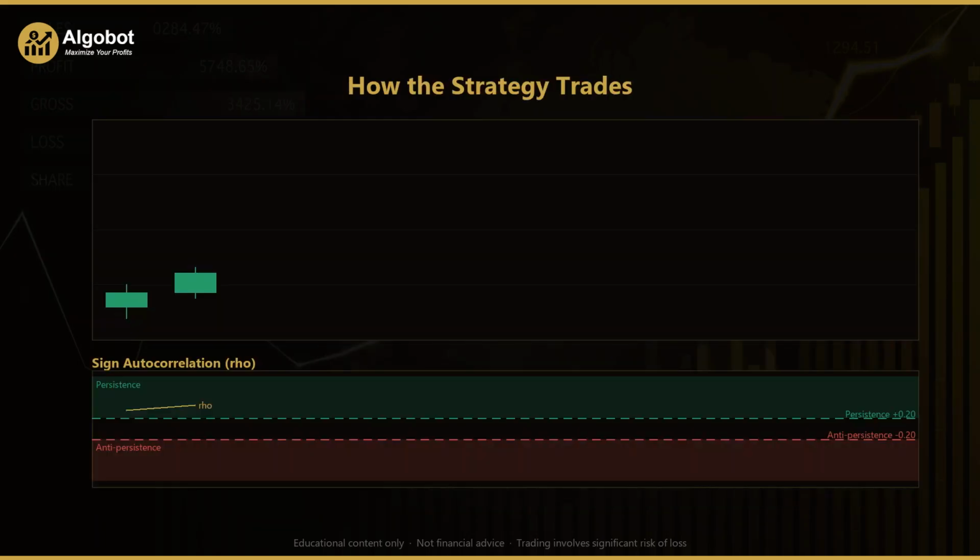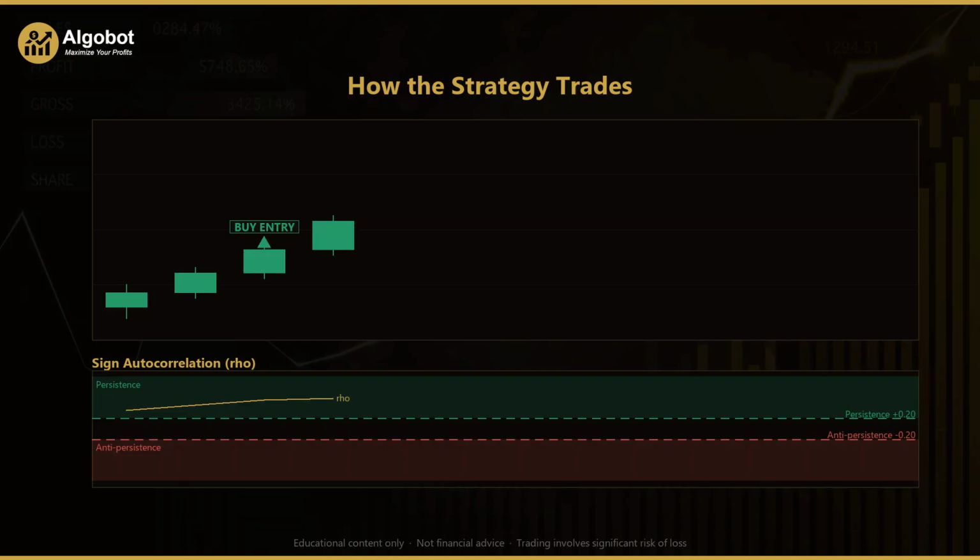Now let's bring this to life on the chart. In the lower panel, you can see the strategy's own regime coordinate, the lag 1 sign autocorrelation we called rho. It swings between -1 and +1. The upper dashed line marks the persistence threshold at positive 0.20, and the lower dashed line marks the anti-persistence threshold at negative 0.20. The band between them is the stand-aside zone, where the market is judged to have no reliable directional memory.